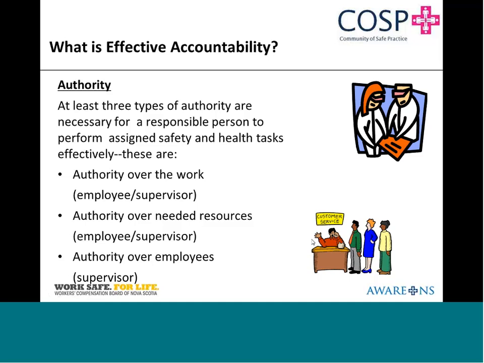When we talk about effective accountability, there are three types of authority over work. Sometimes there's the authority over the work, so the employee over the supervisor.